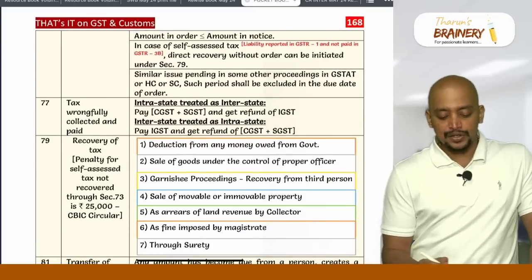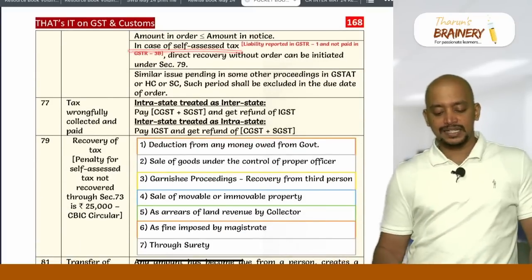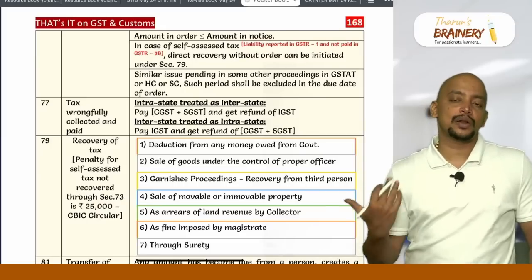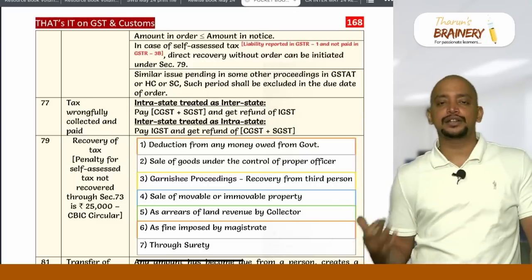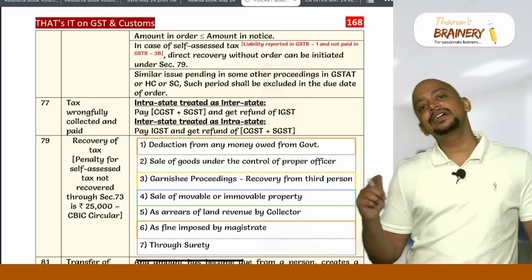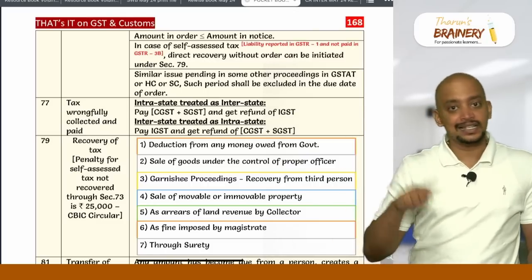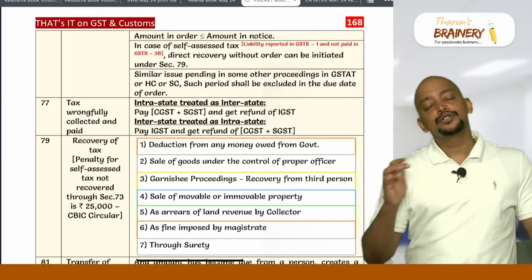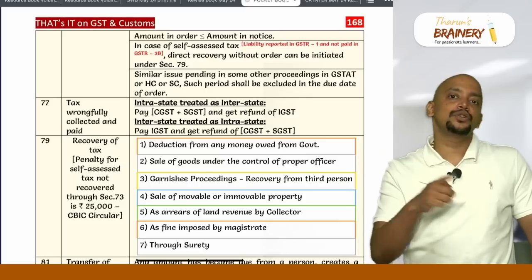Then in case of self-assessed tax, what is called self-assessed tax? Self-assessed tax means tax which is reported in GSTR 1 but not paid in GSTR 3B. In that case we have rule 88C, which says that they will give an intimation and they will do the recovery. So due to that reason, direct recovery is there. There is no separate notice.